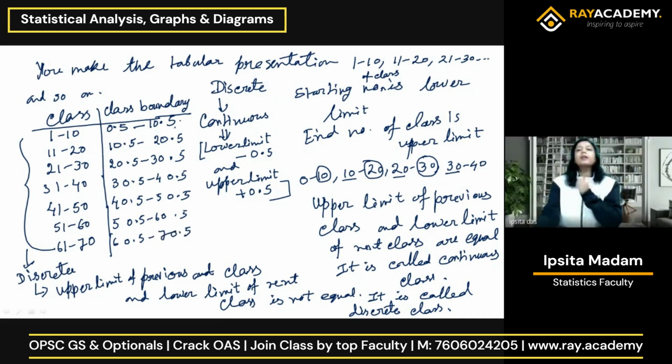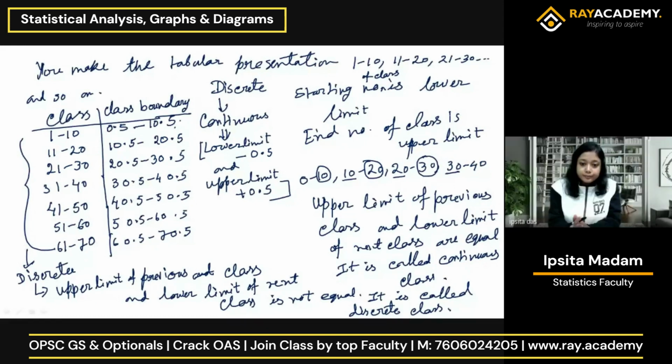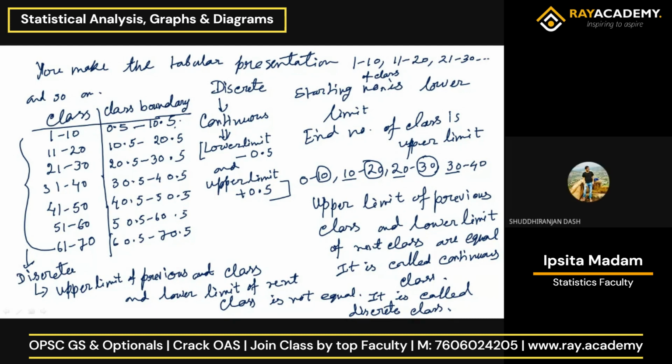Obviously, for any type of problem on central tendency, that is mean, mode, median, or measures of dispersion, if you have the data for the discrete class, first you make it into a continuous class, then you follow the other calculation. Clear for everyone? Any doubts?